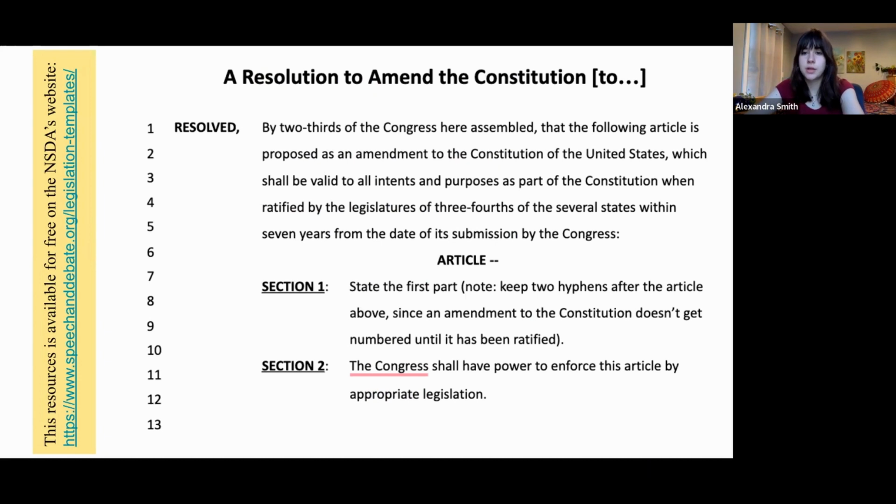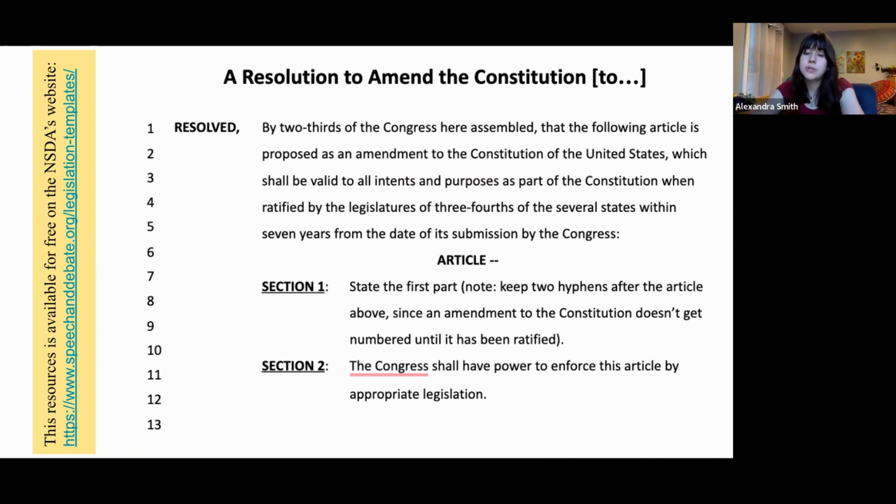Next, a resolution to amend the Constitution. This is very rarely done correctly, with a mix of resolved and sections with the article. Be sure to use the template, please, just so that everyone is aware of what you're talking about. This resolved clause stays the same regardless of whatever constitutional amendment you're making. The title changes. So a resolution to amend the Constitution in order to achieve blank effect.